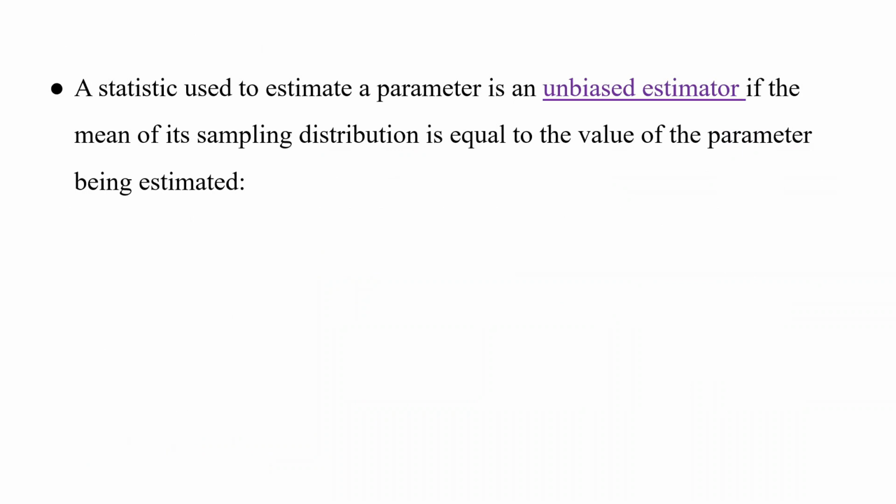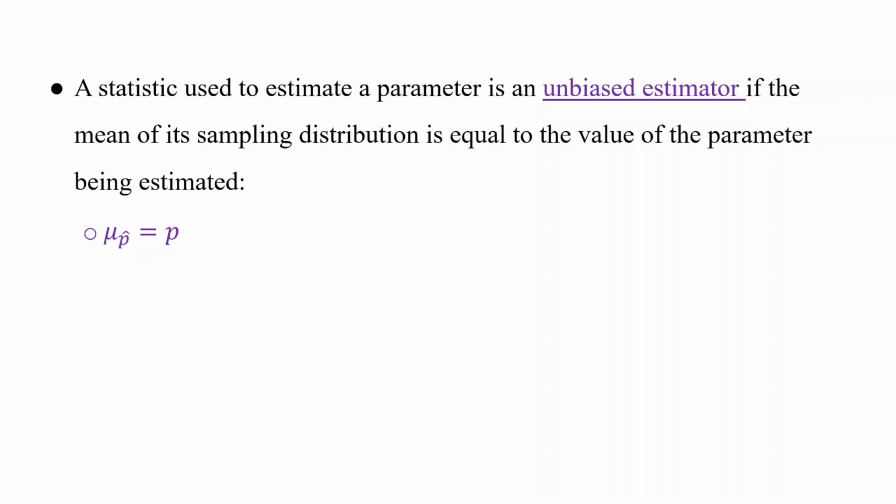So the key term here I have underlined: unbiased estimator. We say a statistic can estimate a parameter, and if it can be used to estimate a parameter, it's called an unbiased estimator. So in symbols, this is what it looks like for our sampling distribution for a sample proportion.